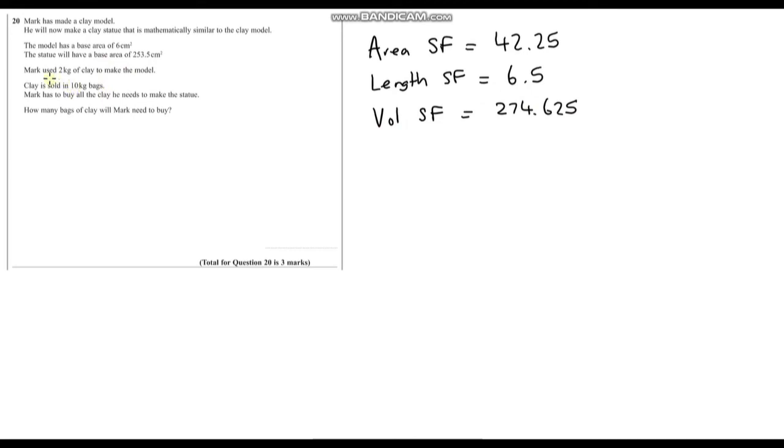So if Mark used 2 kilograms of clay to make the model, then how many kilograms of clay would he need to make the statue? Well, we're just going to do 2 kilograms multiplied by our volume scale factor, which is 274.625. So if we multiply those two together, we get 549.25 kilograms. That is how many kilograms he needs to make the statue.